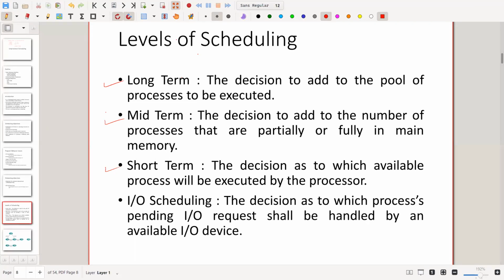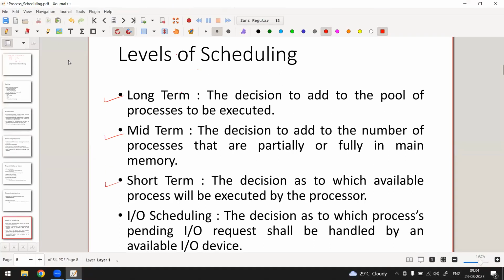So what is the meaning of long-term, mid-term, and short-term scheduling? See, this concept of process scheduling is about admitting your ready process from the main memory to the processor. But apart from that, it is also a concept which is involved in taking more complex decisions. So let's take a very non-technical example to understand these levels of scheduling.